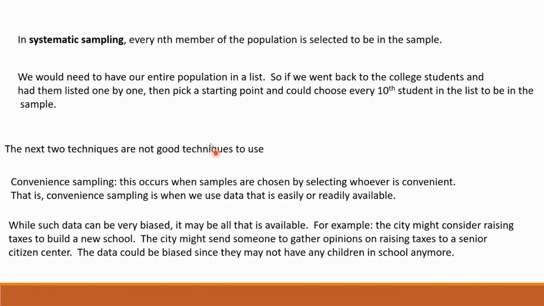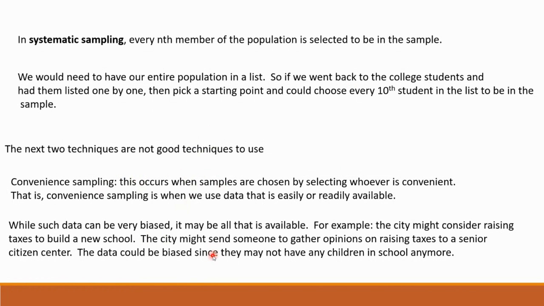I know the next two techniques I'm going to show you are really not good. Convenience sampling is something you don't want to do. That's when you choose your sample by selecting whoever or whatever is convenient. So you go by convenience, in other words. Another way of saying that is you're using data that's easy to get. It might be already done or it's easy to get, maybe.